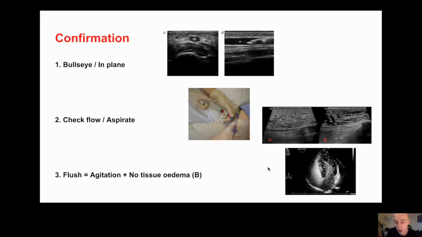Anyway, when you use a PosiFlush, there'll be a little bit of air in it, and so when you inject down, you'll suddenly see all of these agitated air bubbles in the vein, if you're in the vein.